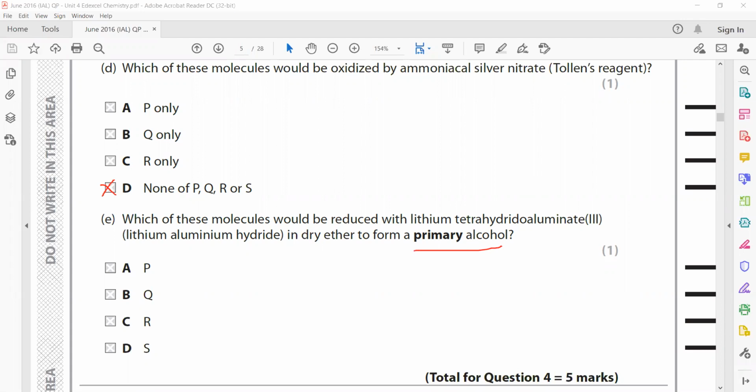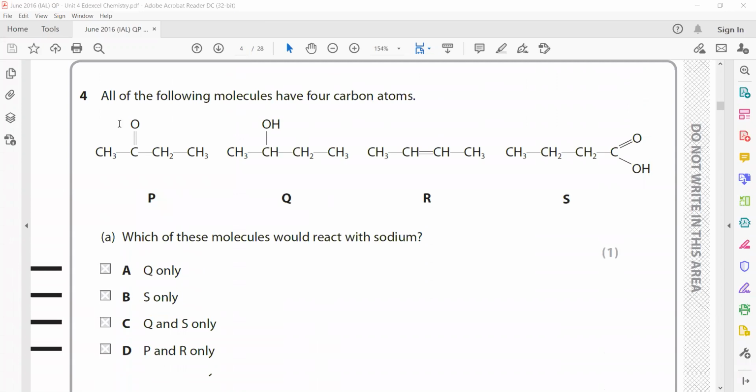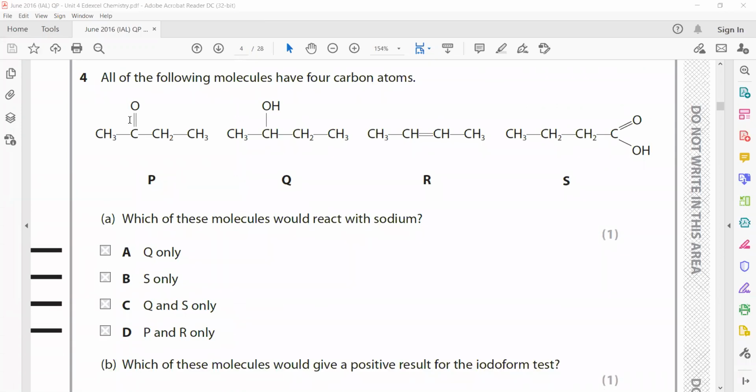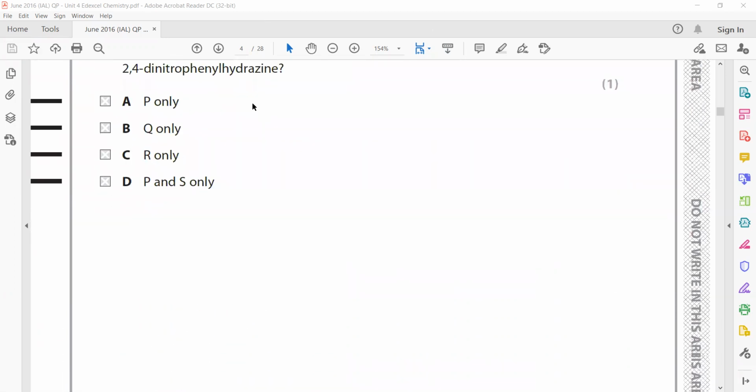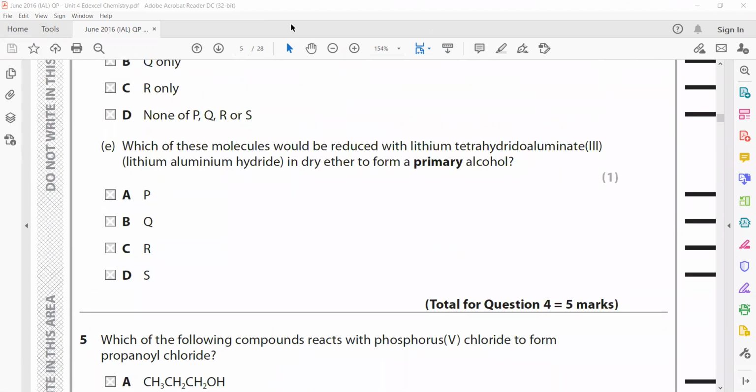So when we check the structures, we have a ketone, a secondary alcohol, an alkene, and a carboxylic acid. The carboxylic acid can be reduced back to a primary alcohol, because a primary alcohol oxidizes to an aldehyde and then the aldehyde oxidizes to a carboxylic acid. So S is a compound which can be reduced to a primary alcohol. D is the right answer for this question.